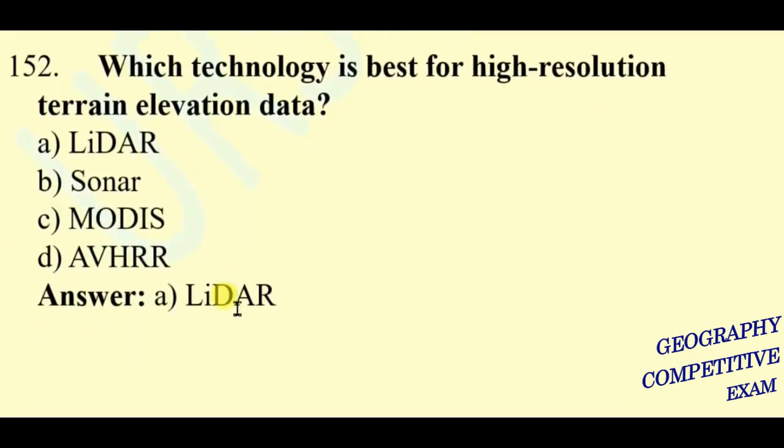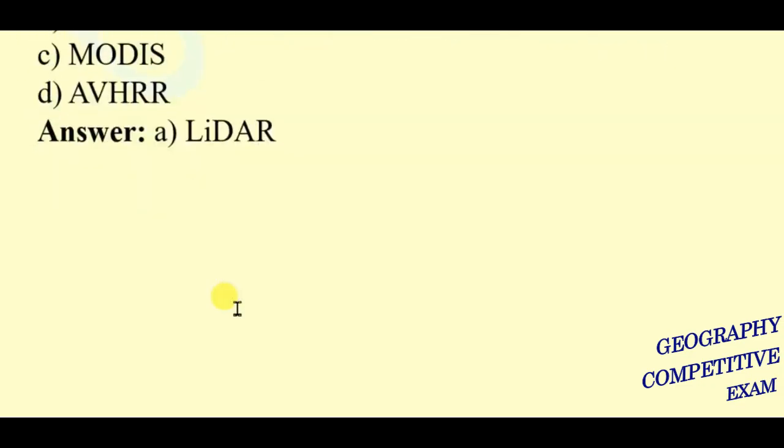Question 152. Which technology is best for high resolution terrain elevation data? LiDAR, sonar, MODIS, AVHRR. Here the right answer will be LiDAR. It gives the high resolution terrain elevation data.